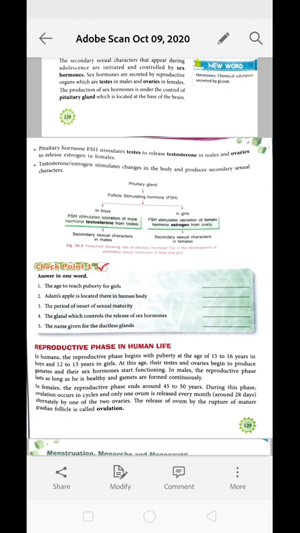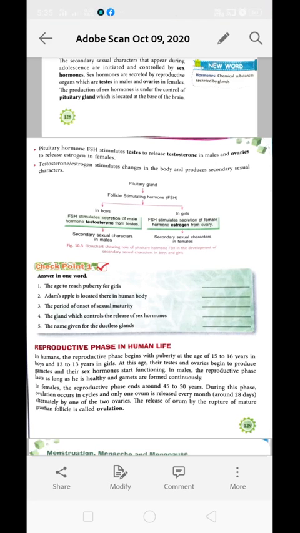Checkpoint 1. Answer in one word. The age to reach puberty for girls is 11 to 13 years. The Adam's apple is located in the throat region. The period of onset of sexual maturity is called puberty. The gland which controls the release of sex hormones is the pituitary gland.